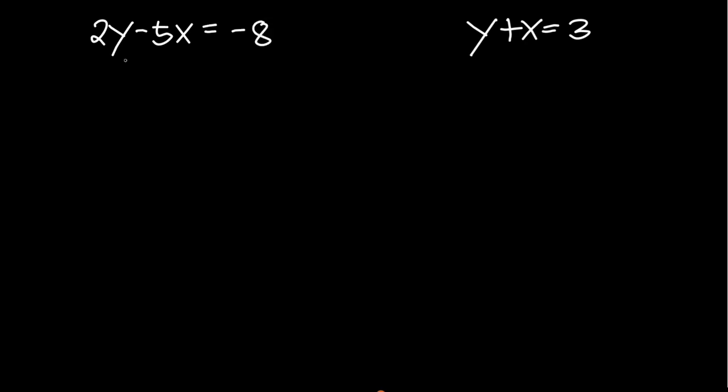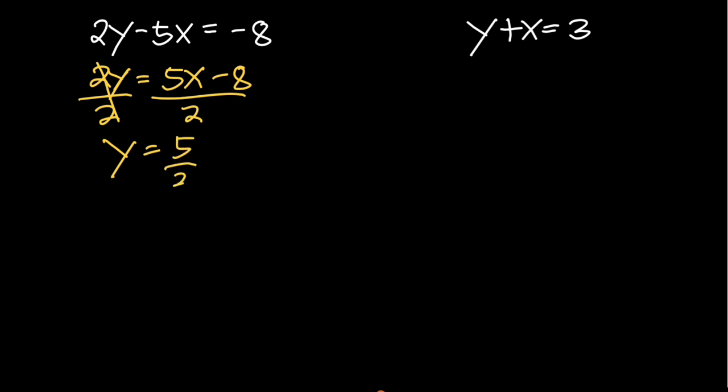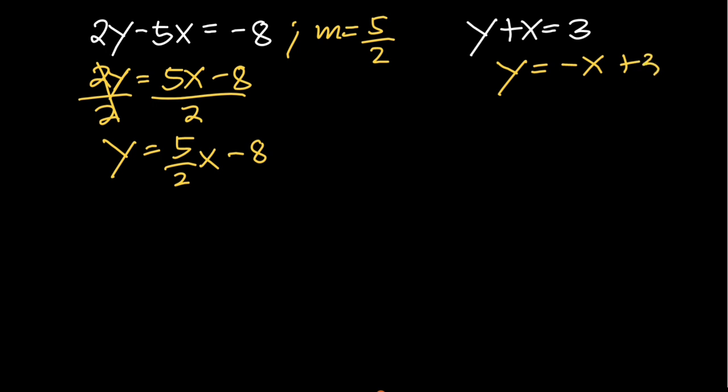Okay, so the next one, we're given these equations. 2y minus 5x equals negative 8, and the other one is y plus x equals 3. So let's rewrite this in the slope-intercept form. So this is 2y equals 5x minus 8. Then we divide both sides by 2. So y is equal to 5 halves x minus 4. So the slope here is 5 over 2. And then the other equation is y equals negative x plus 3. So the slope is negative 1.